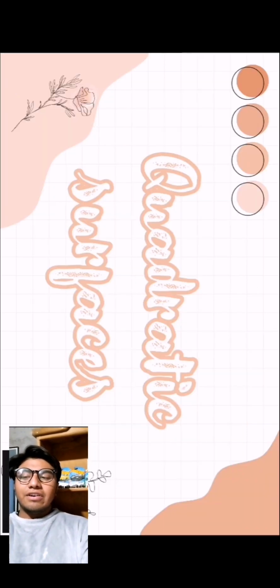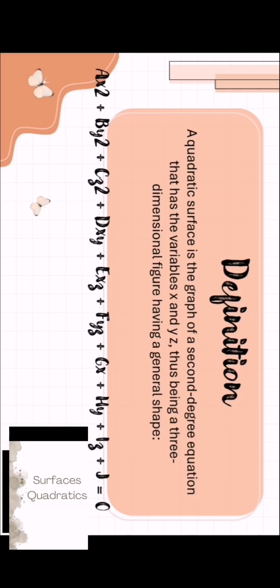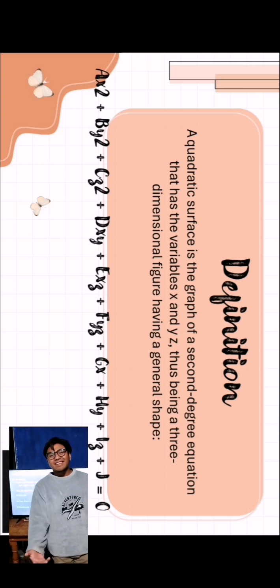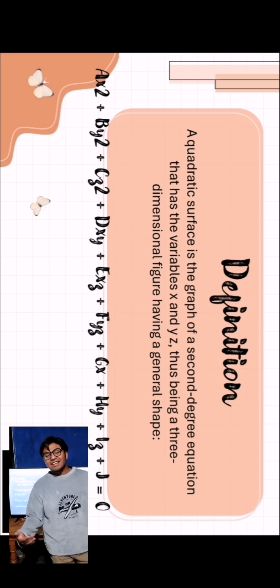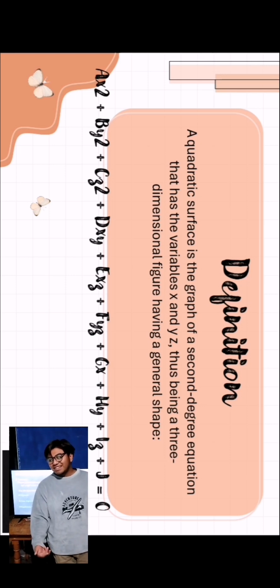The topic we are going to talk to you about is quadratic surfaces. Today we have to define what a quadratic surface is. A quadratic surface is the graph of a second degree equation that has the variables x, y and z, thus being a three-dimensional figure having a general form.